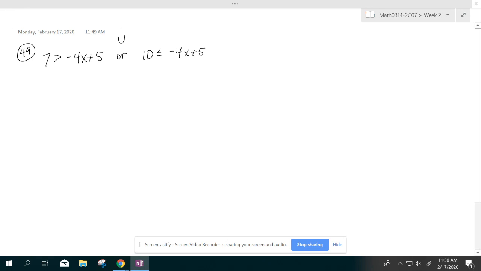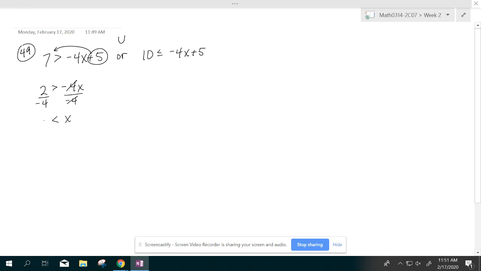So here we go. Moving the plus 5 over makes it a minus 5. 7 minus 5 is 2. And then divide both sides by what? Negative 4. And y'all do understand we have to divide by the number with the letter, correct? The coefficient of x. I'm dividing by negative 4. Whoops, I'm dividing by a negative. The inequality has to flip.